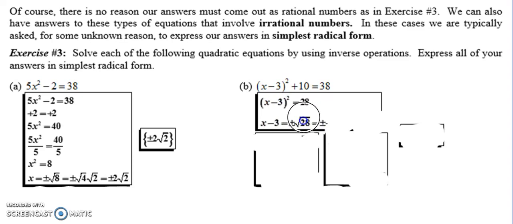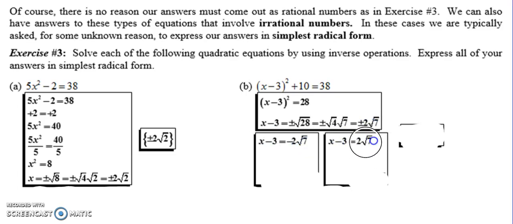Now that is not a perfect square, so let's reduce it down to radical 4 radical 7, which turns into this. Now notice there's an x minus 3 here, so this is not our solution. X minus 3 equals this whole thing. So now we have to say something like this: x minus 3 equals the negative form.